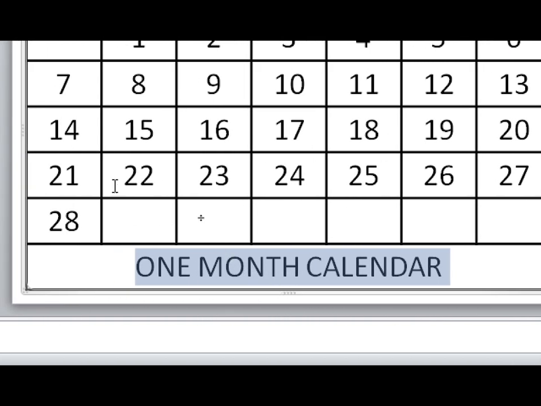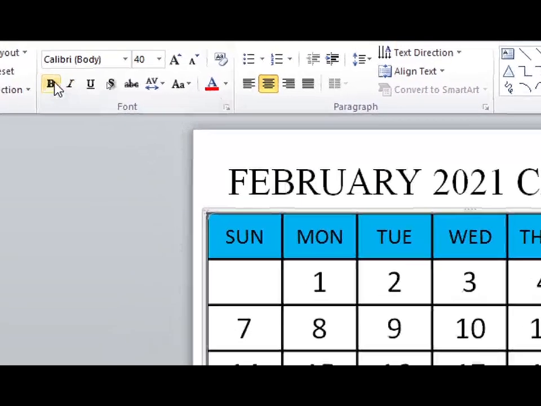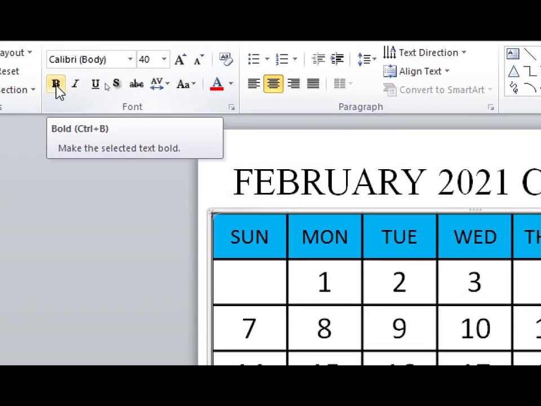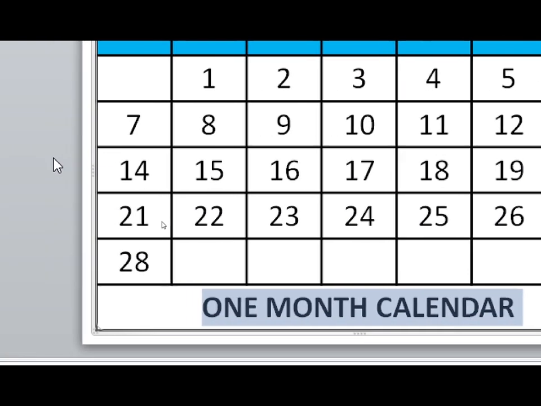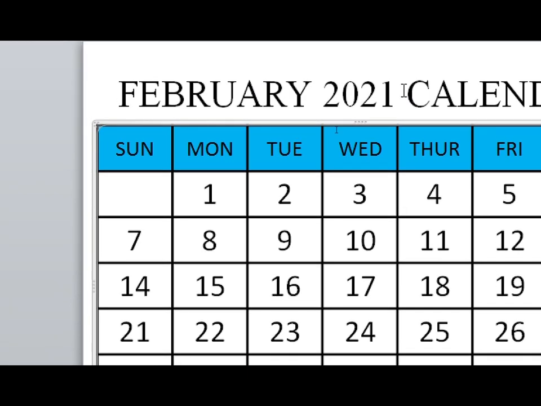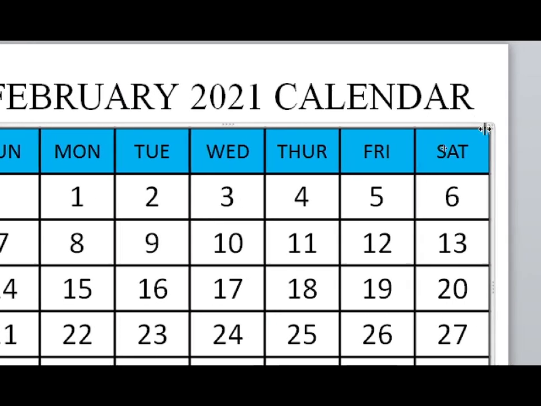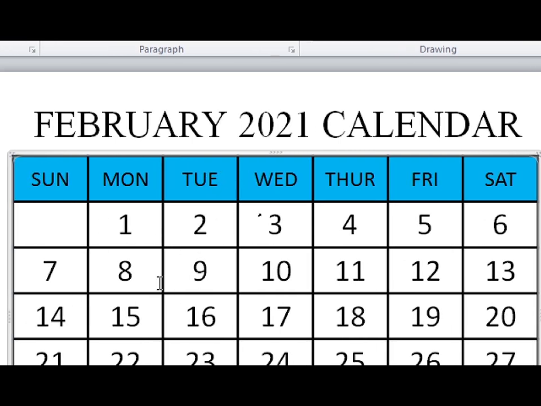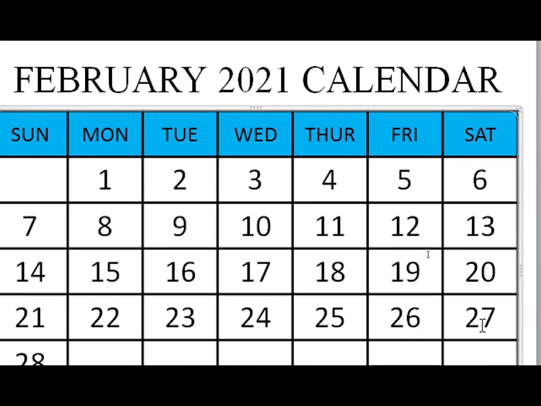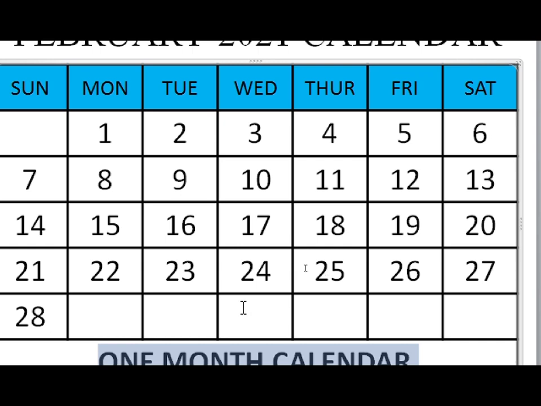Now if we want bold, we also come again to the Home tab, the Font group, and we click Bold. Now the particular fonts become bold. Now let's see how to insert a picture, for example. The background of this particular calendar, beside the numbers, we want to insert a picture inside it.